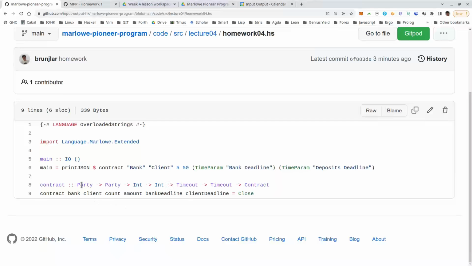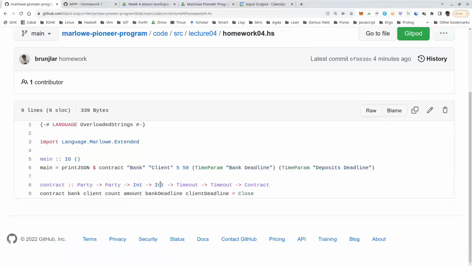So the first and the second parameters are the party for the bank and the client, then the number of rounds. So that's actually what makes it interesting. So the number of deposits that the client is supposed to make, because that means that the structure of the Marlowe contract will be different. So if you have a different number of rounds, then the contract will also be different in its structure. So it's not just values like times or amounts that change, it's the contract itself that changes because then more deposits by the client are expected.